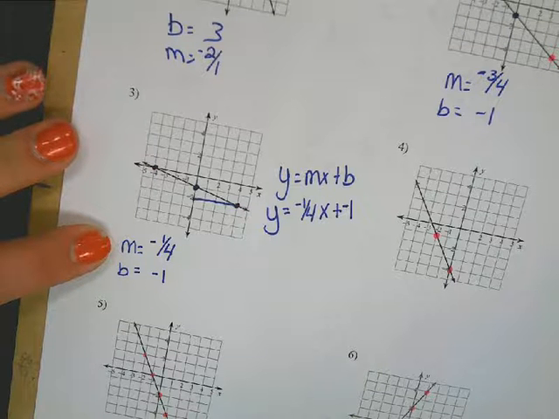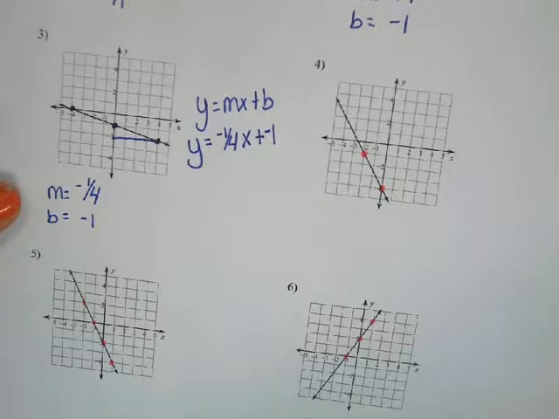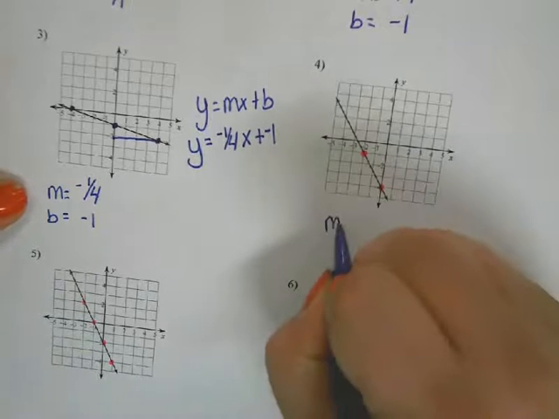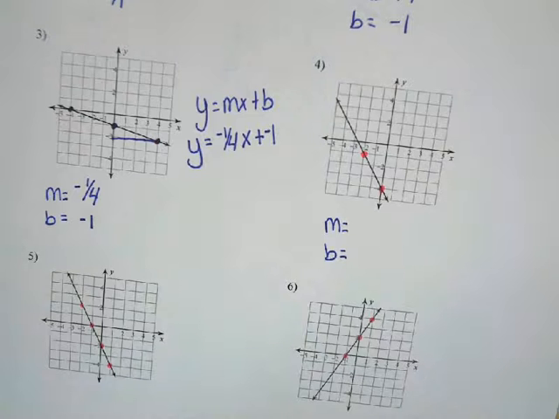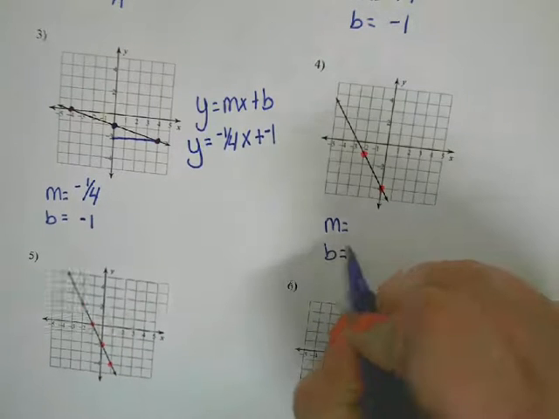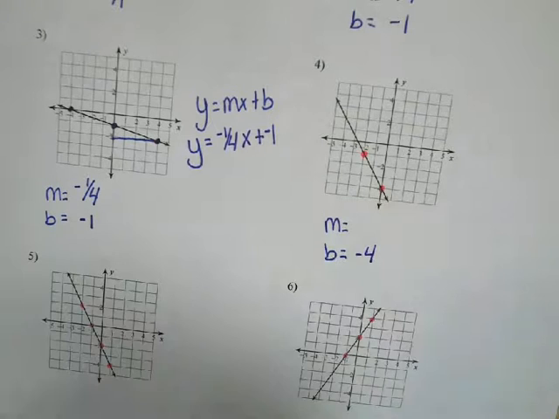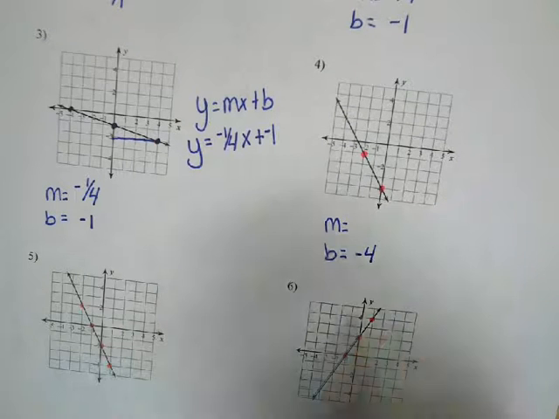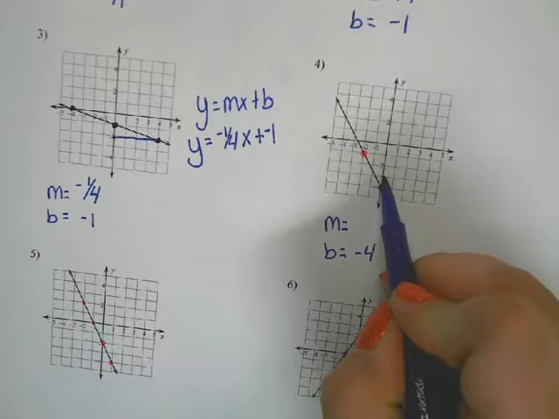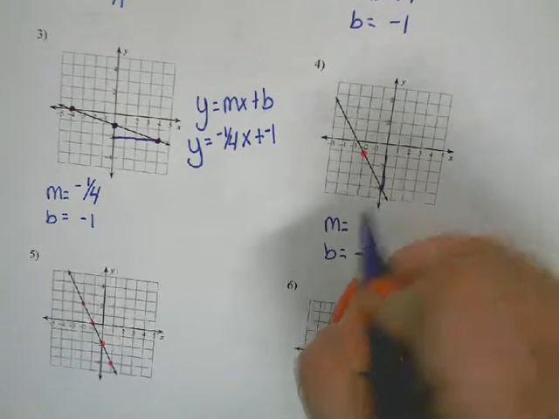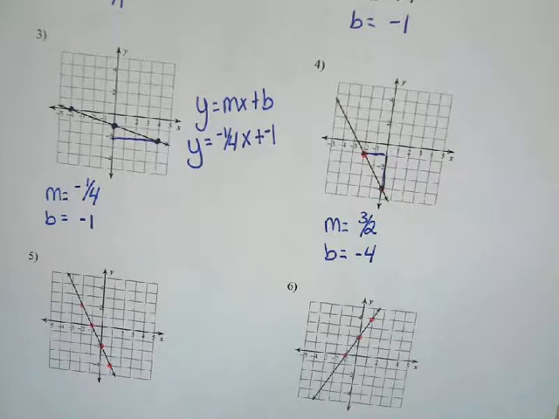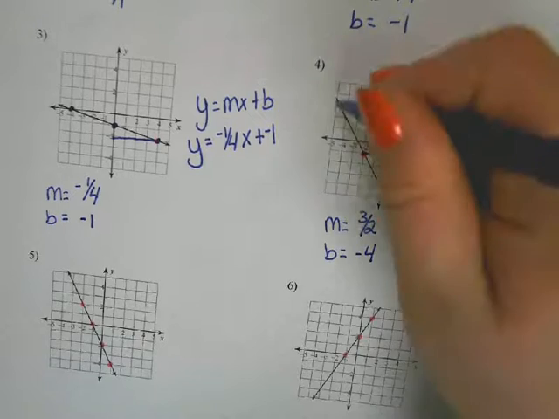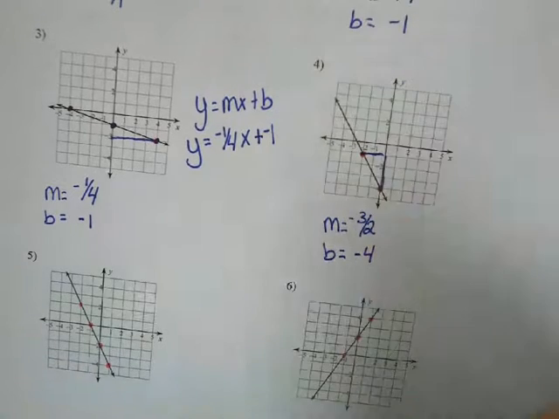Alright, let's try number 4. M equals, B equals. What is my B going to equal? Negative 4. What is my slope? 3 and then over 2. So up 3 over 2. Positive or a negative? It's a negative. Look at my line. It's going down. So how am I going to write my equation?